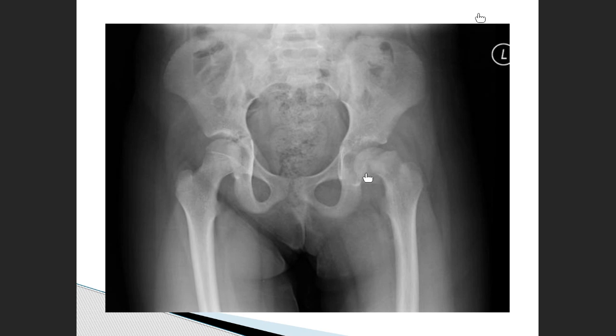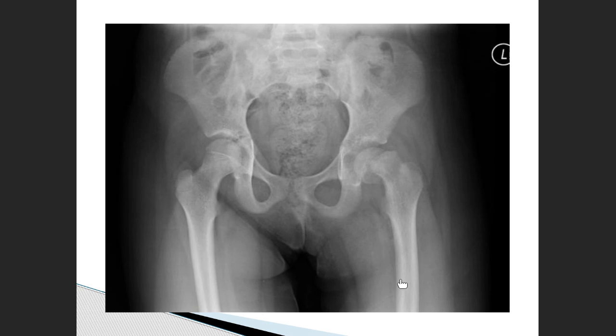Right here. Right, so the femoral head is obviously slipping off the femoral neck. Now, earlier I pointed out to you that there's what is known as Klein's line. And I'm going to be drawing that for you. So Klein's line is a line that runs along the superior border of the neck of the femur.